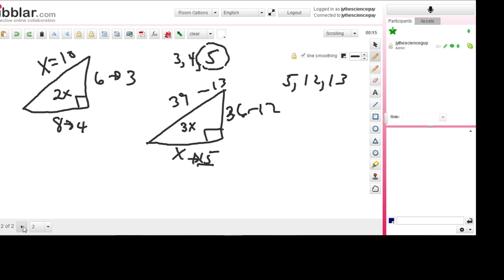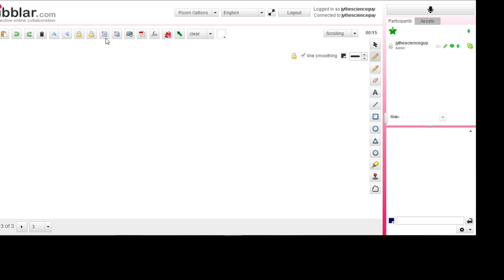Okay, so now I'm going to do another page for now. So let's say I have, this is 30 degrees, and that's a right angle. And I know that this number is 10.